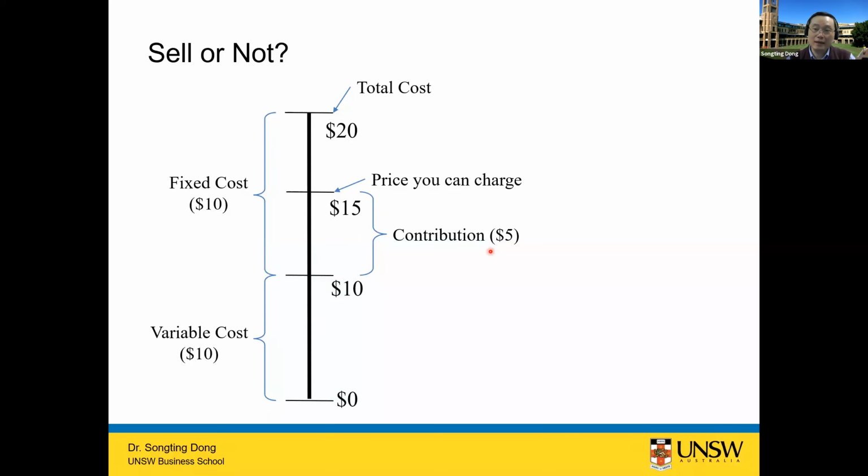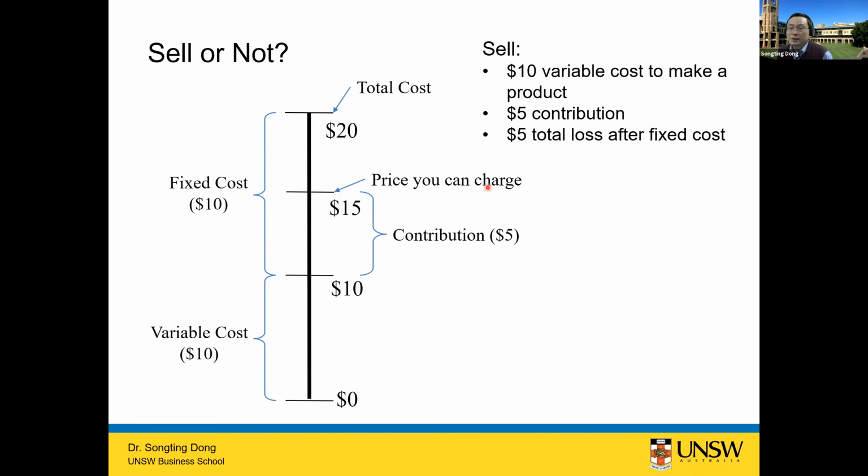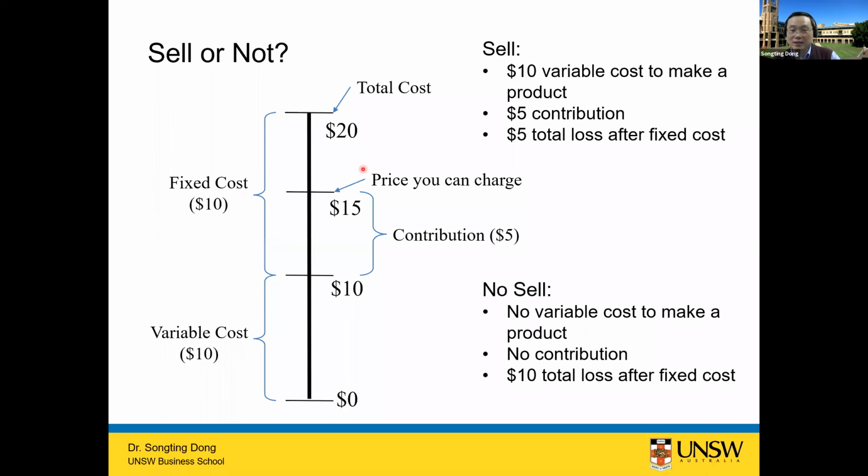So the question is whether you want to sell at a price of 15 if you can only charge that much. Deal or no deal. If you sell this product, because the variable cost is $10, you can make $5 contribution. In the end, the total loss is $5 after you consider the fixed cost, right? Another scenario is not selling. If you do not sell this product, there's no variable cost from this product, you have no contribution, and in the end, the fixed cost is still there, you lose the $10 fixed cost. Right?